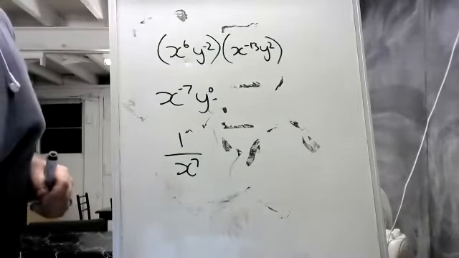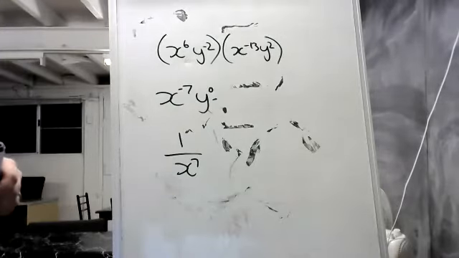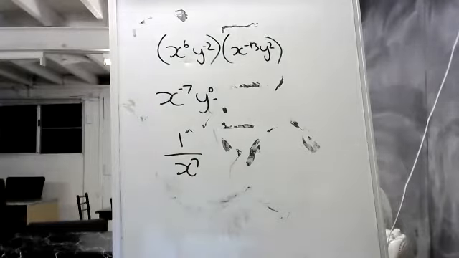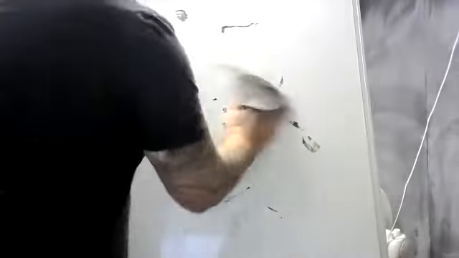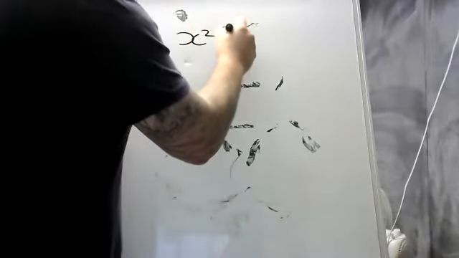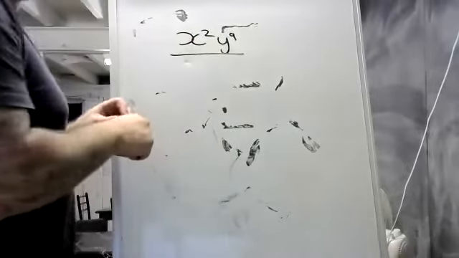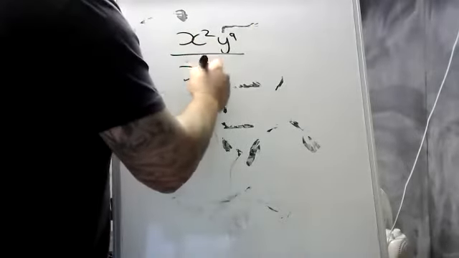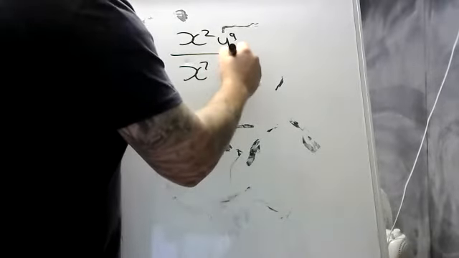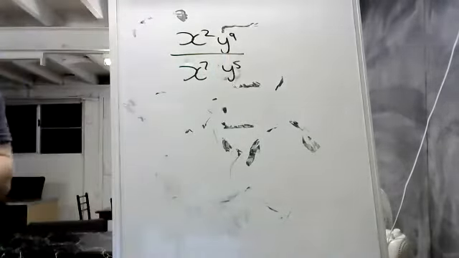If we look at our quotient property and the negative exponent rule, so again, 60 seconds, try to think.